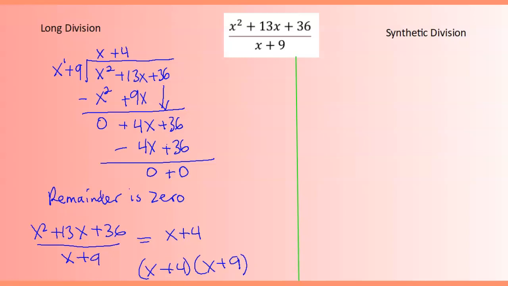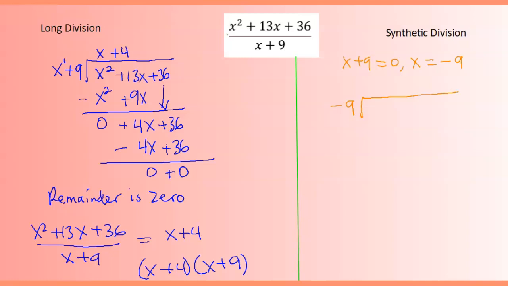Now let's go ahead and use the synthetic method. The synthetic method works a little bit differently. In the long division, we use the factors. In the synthetic method, we have to use a solution. So that means we set x plus 9 equal to 0, and then we get x equals negative 9. That is the one that we have to bring here.